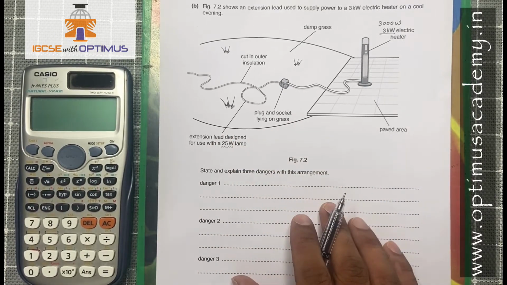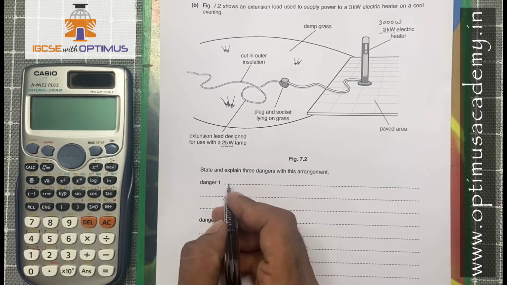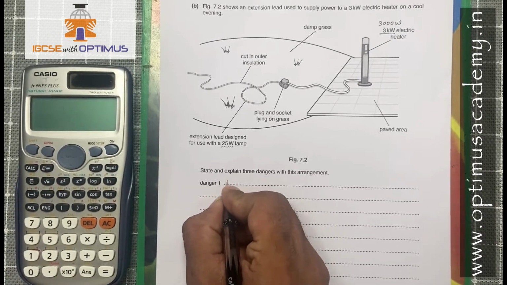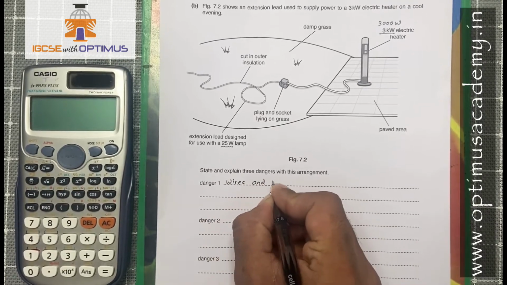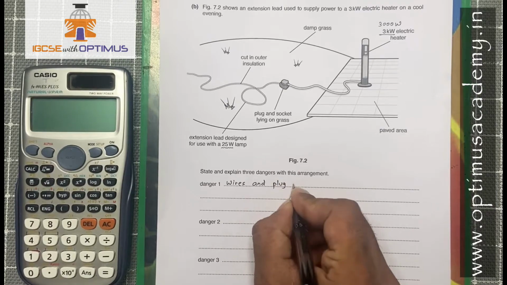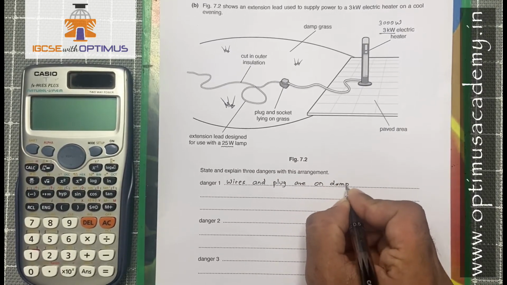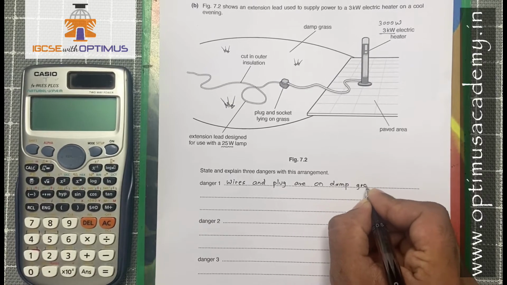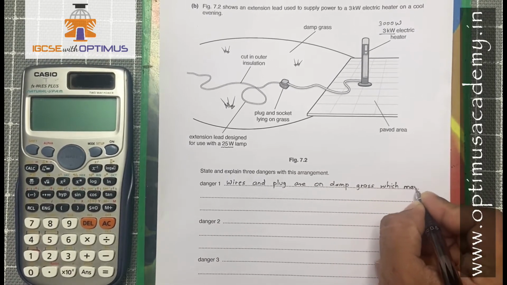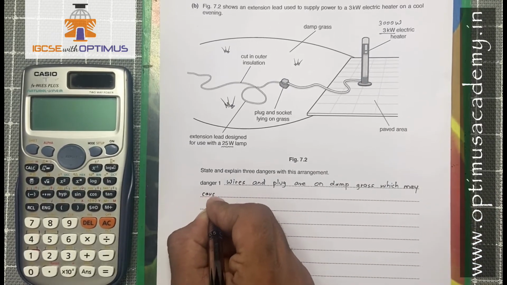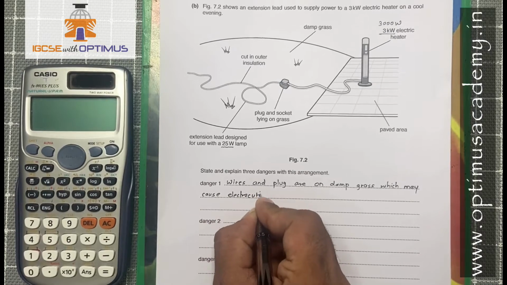So we will be writing these 3 points as dangers in the arrangement. The first can be the wires and plug are on damp grass which may cause electrocution.